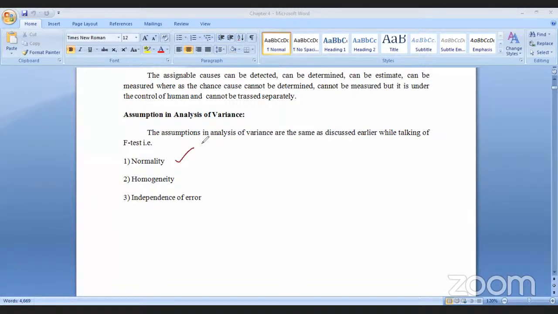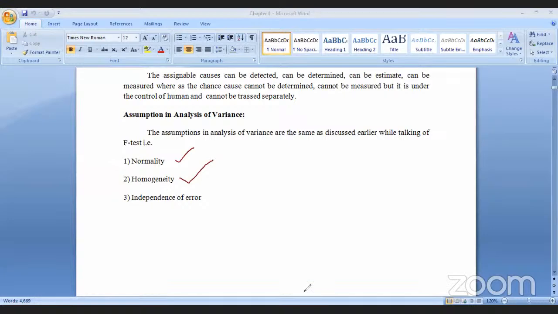Okay. The next one is homogeneity. Homogeneity means all the variables should belong to one family only. Then independence of error. The variables should be independent. They are not depending on each other. Okay. So next we will move to the next slide.